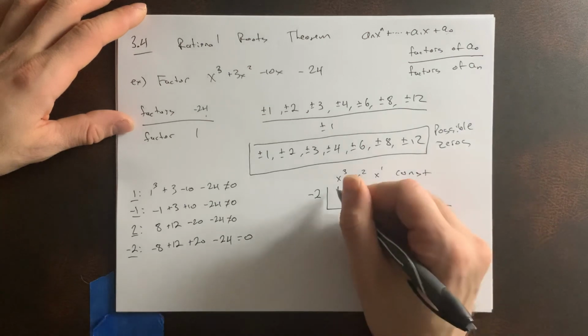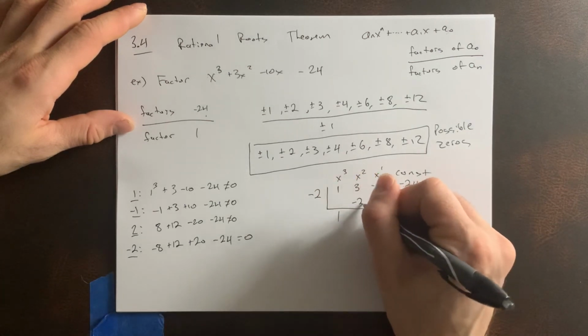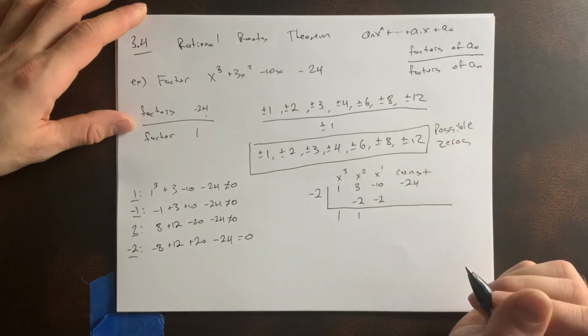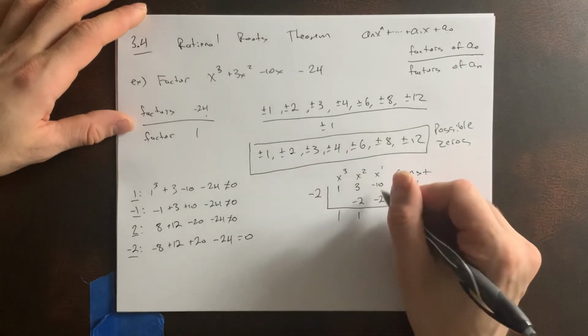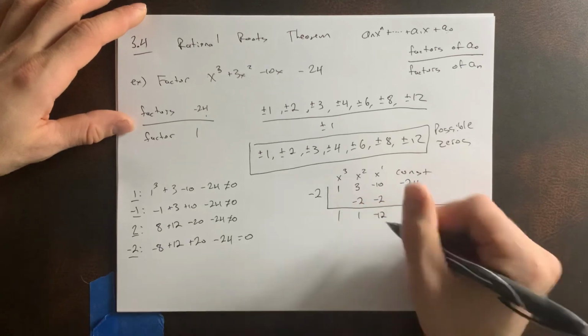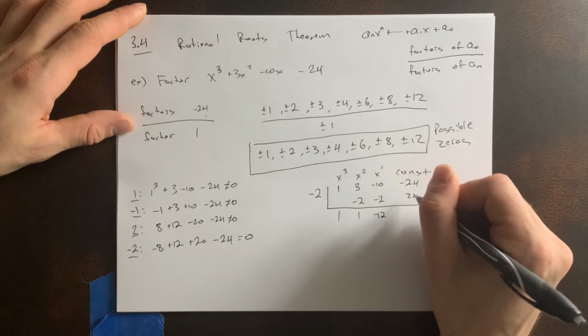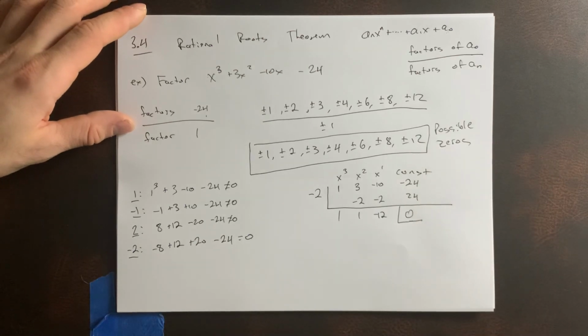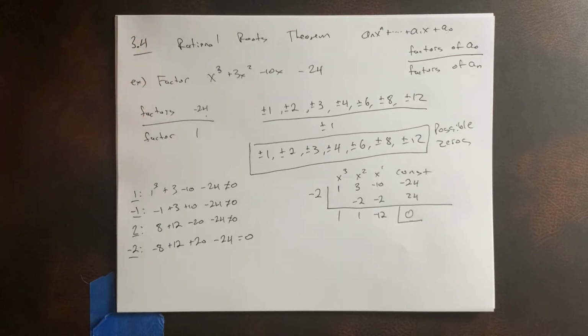And now let's do synthetic division. Bring down the first one. That times that's minus 2. Add them, we get 1. That times that's minus 2. Add these, we get minus 12. That times that's 24. And then add these things, we get 0. Okay, so now we can fill out the whole equation chart.